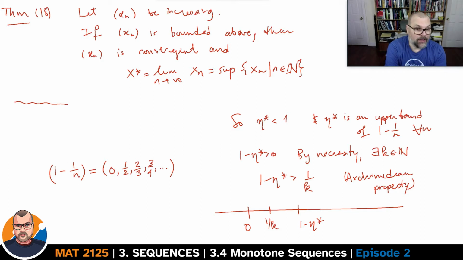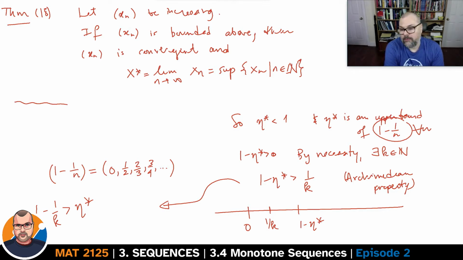Now let's rearrange the terms. You get 1 minus 1 over k greater than eta star, but that contradicts the fact that eta star was an upper bound of all the values 1 minus 1 over n. Here, we found a value of n, specifically k, given by the Archimedean property, for which 1 minus 1 over k is greater than the supposed upper bound.